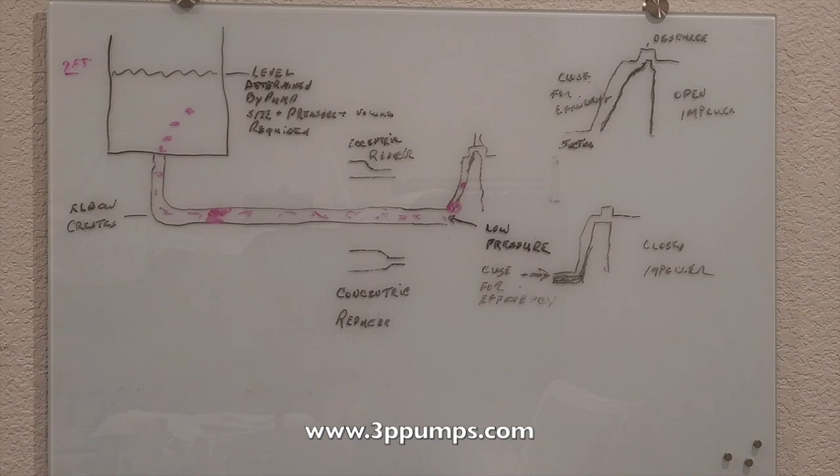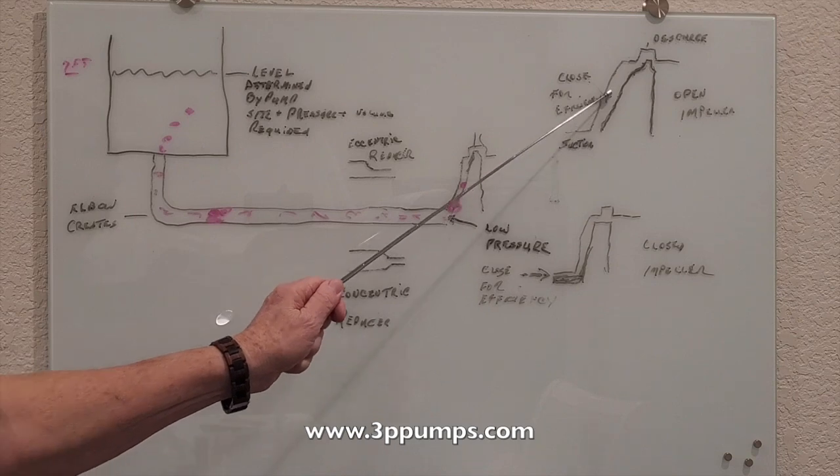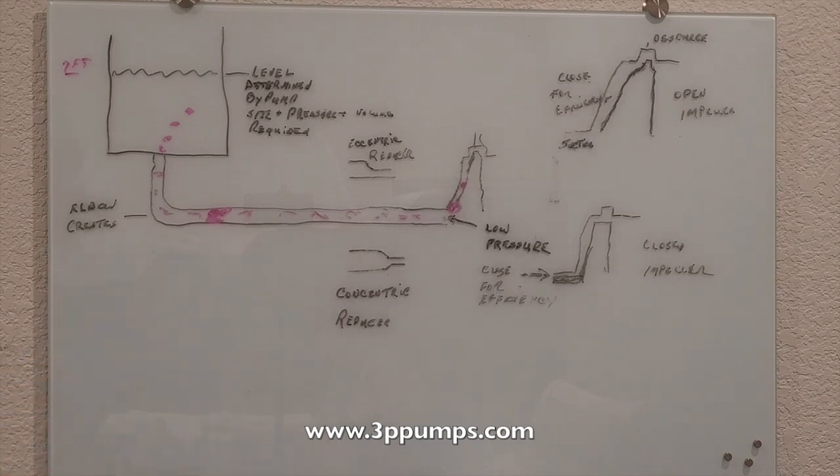Okay? Now, on your impeller, the way you keep efficiency in your pump is, on a closed impeller, you keep a close tolerance right here, and on an open impeller, your tolerance has to be right here. It's closed. And we've done a video on that, and you can look at that on our videos.